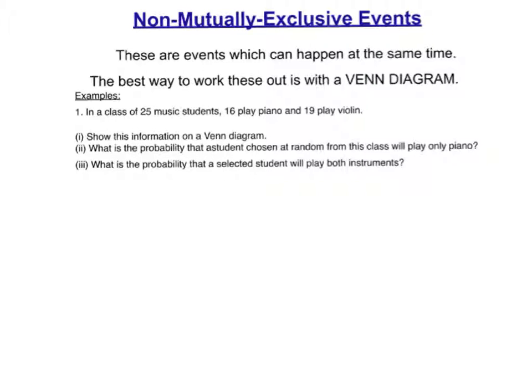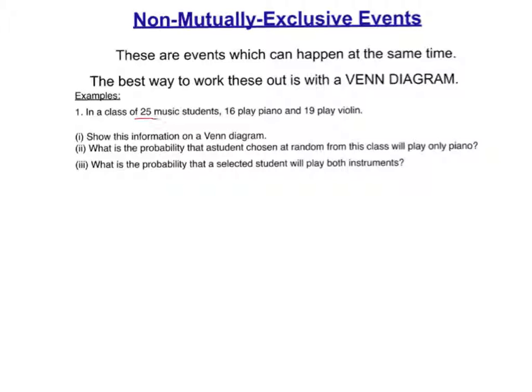So welcome to the last ever video for Year 12 2-Unit Mathematics, and it is all about non-mutually exclusive events. We're going to work these out with a Venn diagram, because non-mutually exclusive events are events which can happen at the same time, so they're not independent events. So let's draw some Venn diagrams to help us work these out.